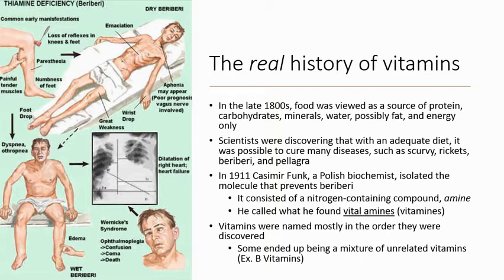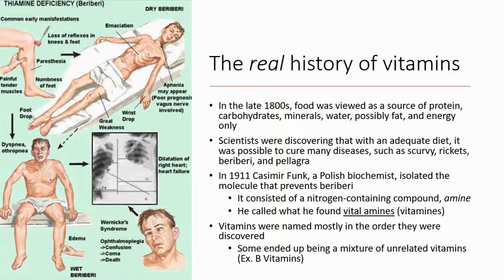In 1911, Casimir Funk, a Polish biochemist, actually isolated the molecule that prevents beriberi, and he found that it consisted of a nitrogen-containing compound called an amine. So he called what he found vital amines, and that actually is how we came up with the term vitamins.